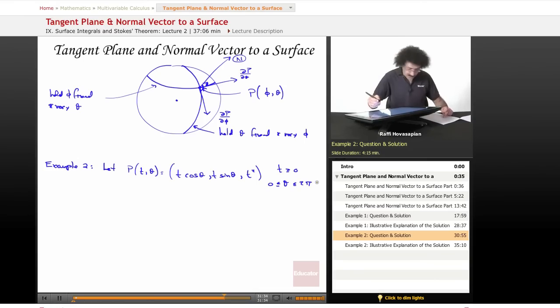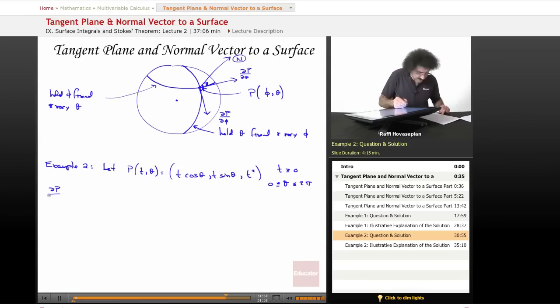Okay, so let's go ahead and calculate things. We don't even need to worry about what the surface is. It's nice to know what it is, but really we're just working algebraically. So let's just go ahead and do the calculus, do the math.